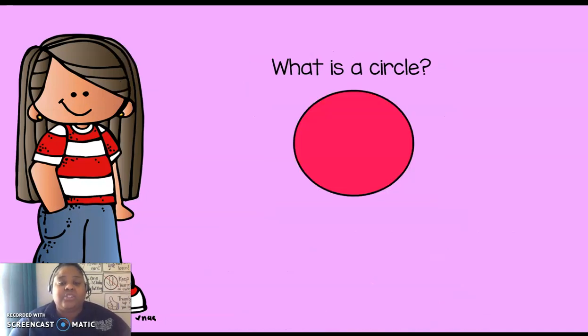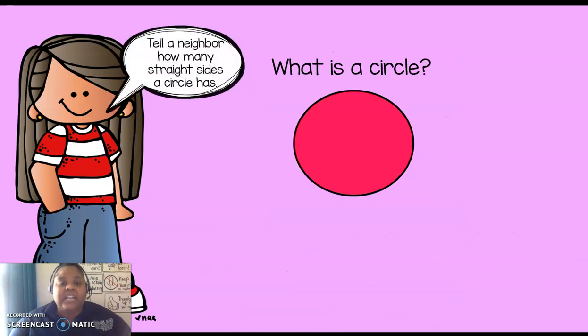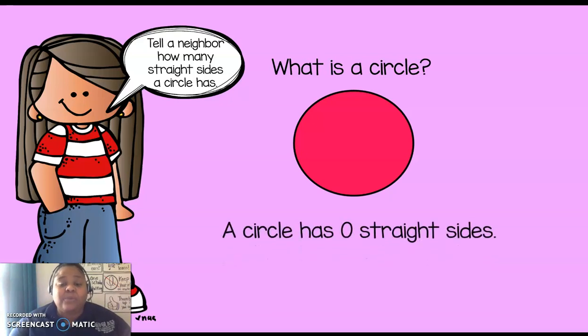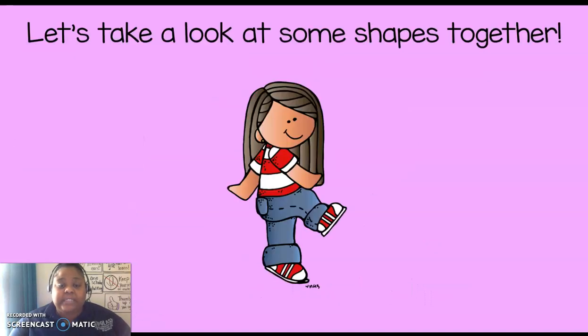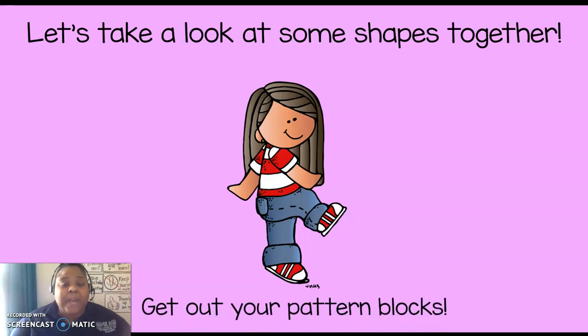What is a circle? Tell a neighbor how many straight sides a circle has. A circle has 0 straight sides. How many vertices or corners does a circle have? A circle has 0 vertices. Let's take a look at some shapes together. Get out those pattern blocks.